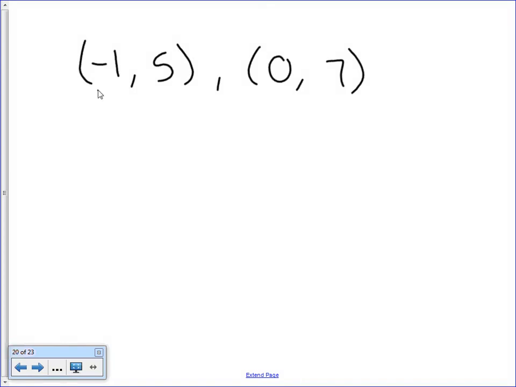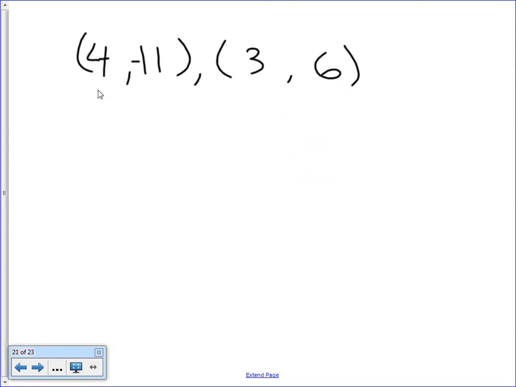So for this one, let's designate one of them x1, y1. One of them x2, y2. So y2 minus y1, 7 minus 5 over x2 minus x1, so 0 minus a negative 1. So 7 minus 5 on top will give me 2. 0 minus a negative 1, or adding a 1, will give me a 1. 2 divided by 1 will give me 2. First slope for that one.